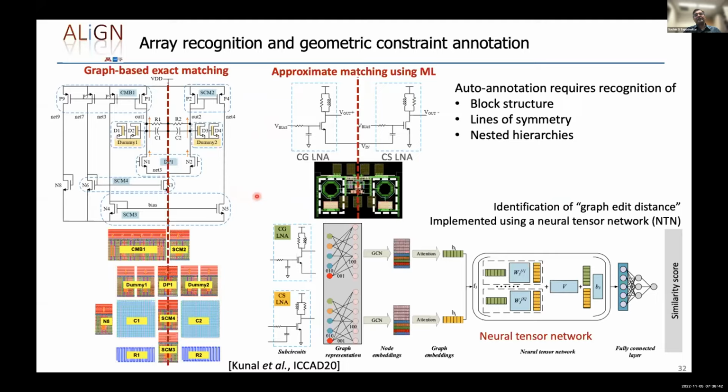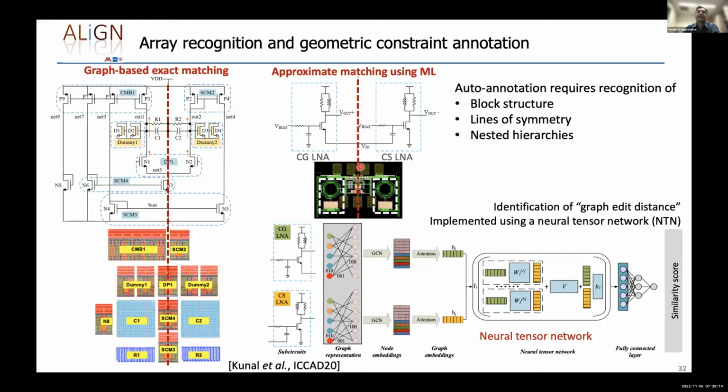So for something like this, it works pretty well. You can actually have a traditional graph-based matching, and that can capture the symmetries in this structure. Sometimes, in fact, even for this structure, there are times when a designer may place dummy transistors over here for post-silicon correction, and you might have a different number of dummy transistors here as opposed to here. And in that case, you would also need approximate matching. But in other cases such as this, the need for approximate matching is very clear.